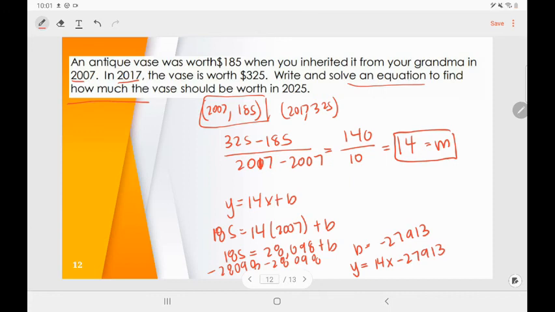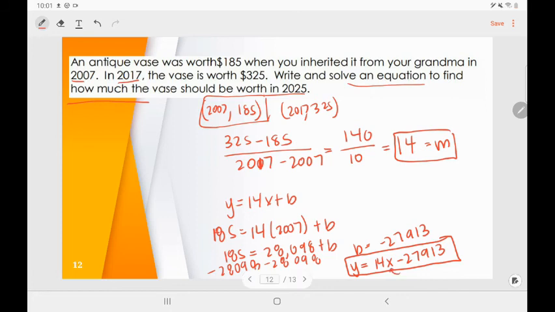Now if you're thinking that that's kind of a strange number for my y-intercept, imagine that that's what the price would be way back at year 0. Does it make sense? No, not really, but in order to get my equation to work the way it should, it's going to be kind of funky. So how much is the vase worth in 2025?